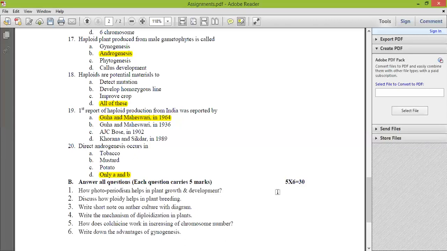But when androgenesis is not possible due to some male sterility of the plant, only then do we choose gynogenesis. So this is the main advantage of gynogenesis, and the rest of the advantages are the same as androgenesis. Like it can be useful to produce homozygous lines, and it can be useful for the study of mutations and so on. So students, I think this is enough to understand how to write the answers of the questions in a question paper, and I think this is helpful for you.